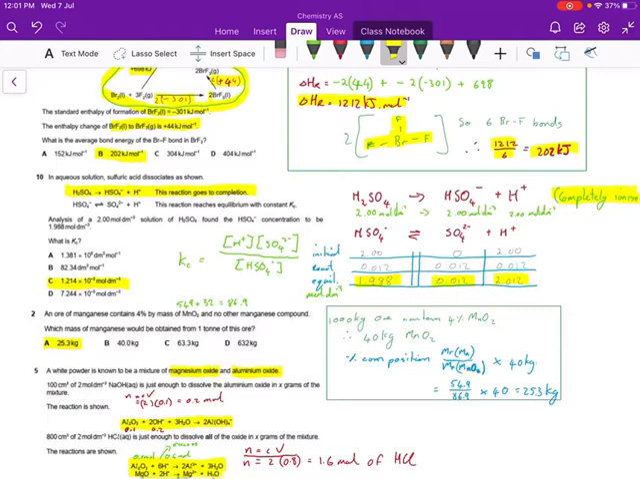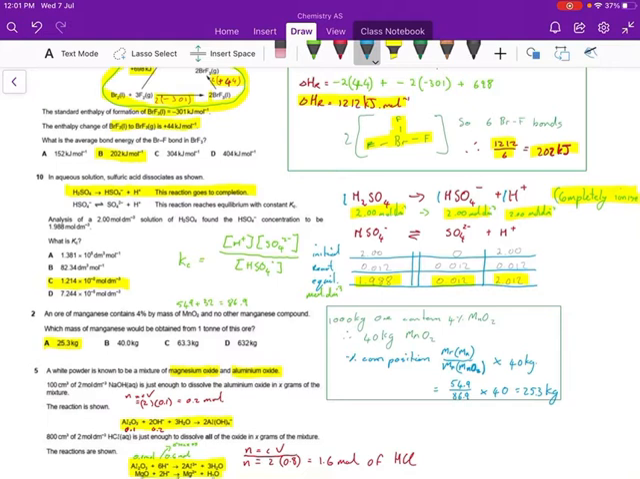So if something goes to completion and we know it's fully ionized, we can say the following. If we had 2 moles of sulfuric acid, there would be 2 moles of the HSO4 negative ion and 2 moles of the hydrogen ion formed. Because it's a 1-to-1 ratio, 1 mole of this produces 1 mole of each of those. So this is dissolving into that amount.